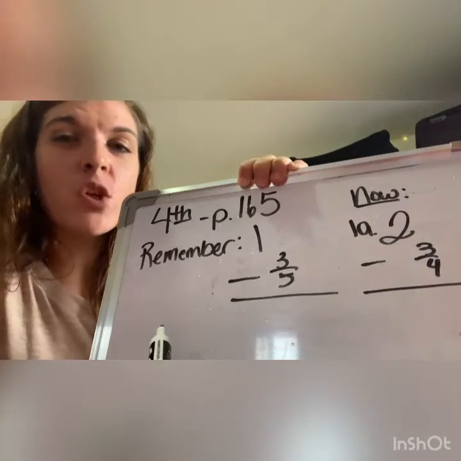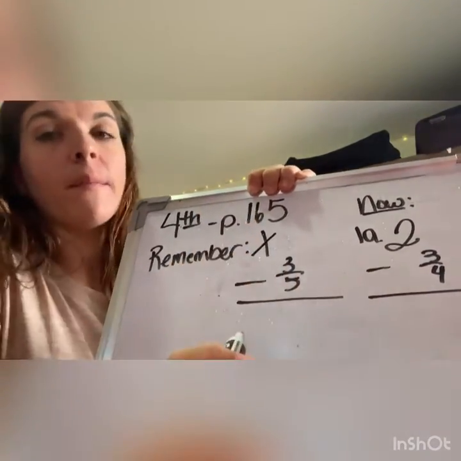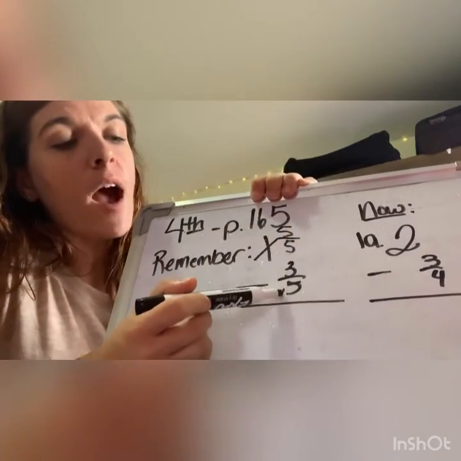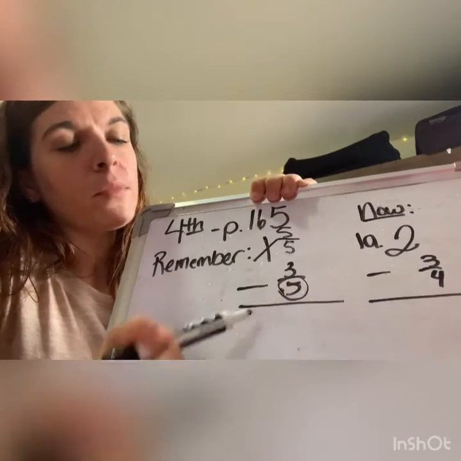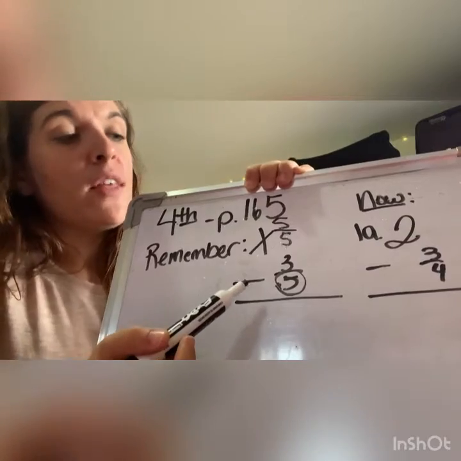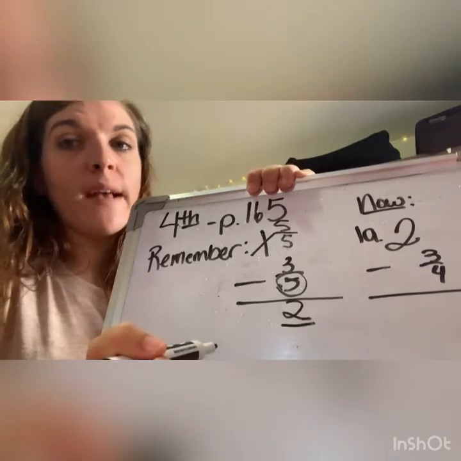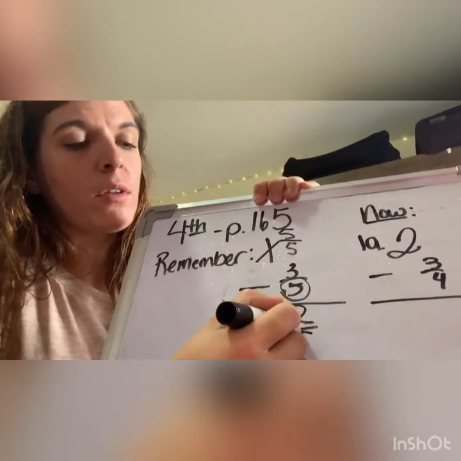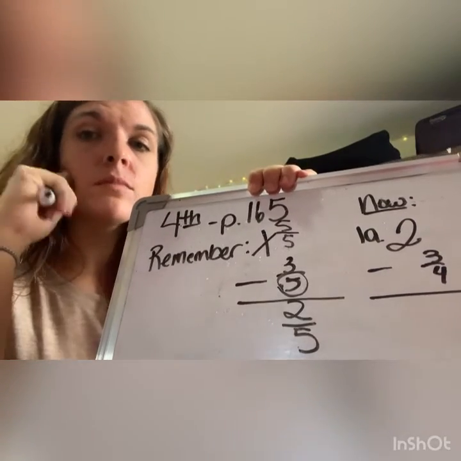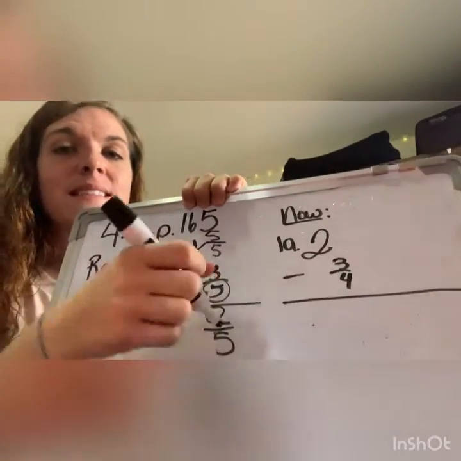So what's the process? Can you help me remember, Keanu? What do we do? Cross out my 1 and make it what? 5 over 5 because my denominator is 5, right? So I know that I'm going to need this one to have a denominator of 5 as well. Then we just subtract. 5 minus 3 is 2, and my denominator is what, Scarlett? 5. Okay, that's what we were doing the other day, right? Great.